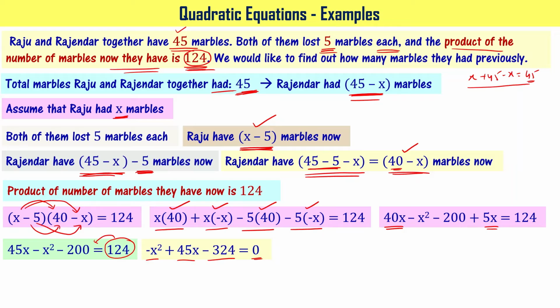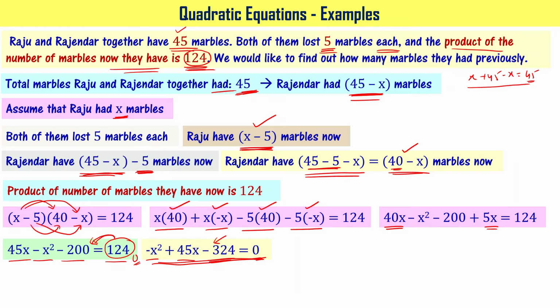What I have done is I have written this in the beginning and then written 45x, then minus 200 minus 124, that is equal to minus 324. Since we have taken 124 to this side, we'll be having 0 on this side. That's why I have written it as 0. So now you have minus x square plus 45x minus 324 equal to 0. This is in the form of ax square plus bx plus c, right? Where a is minus 1, b is 45, and c is minus 324, right?